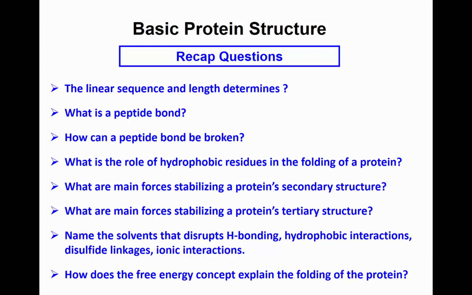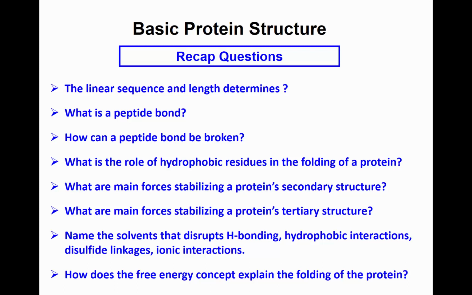Perfect. What is the role of hydrophobic residues in the folding of a protein? Go ahead. Exactly. And the water is expelled from the protein structure. And what kind of bonds stabilize the secondary structure? Go ahead, Alyssa. Hydrogen bonds. Once the water is expelled, the residues will not bond via hydrogen bond with the water. They will start bonding with each other via hydrogen bonds, stabilizing the secondary structure.